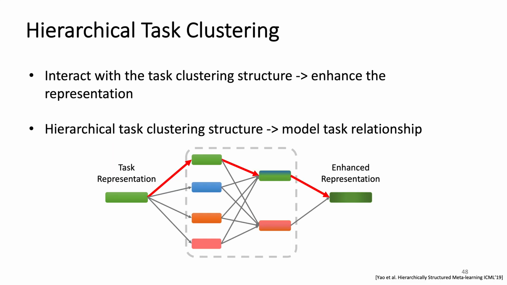After we learn the task representation, it can be used to represent this task, reflecting some task similarity. Then it is used to interact with the task clustering structure. The goal of this interaction is to enhance the task representation. Here we have a task representation, and this is the clustering structure. Each node has its own representation, which may represent one type of knowledge, and the task can choose the similar path to enhance its representation. Thus, the enhanced representation covers the knowledge from the task and also some historical memory knowledge.